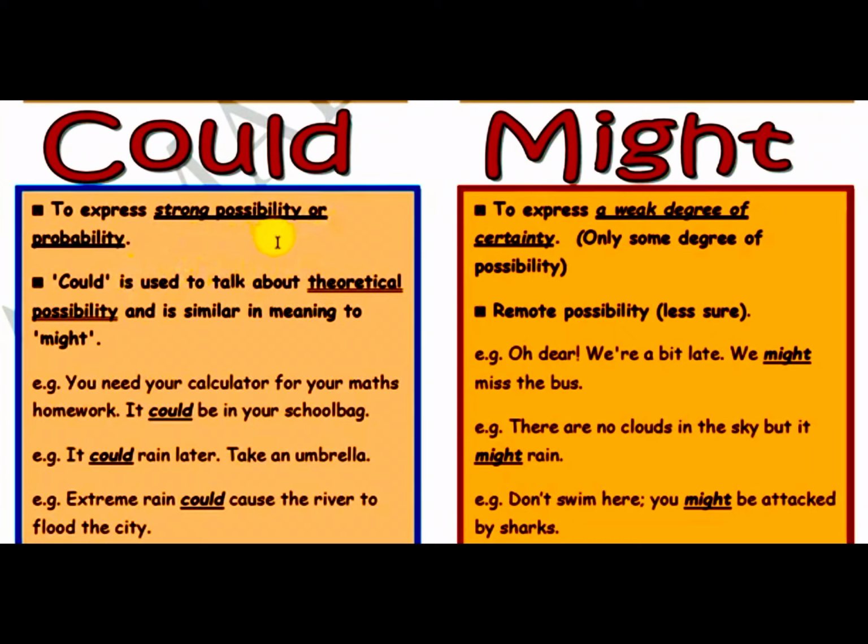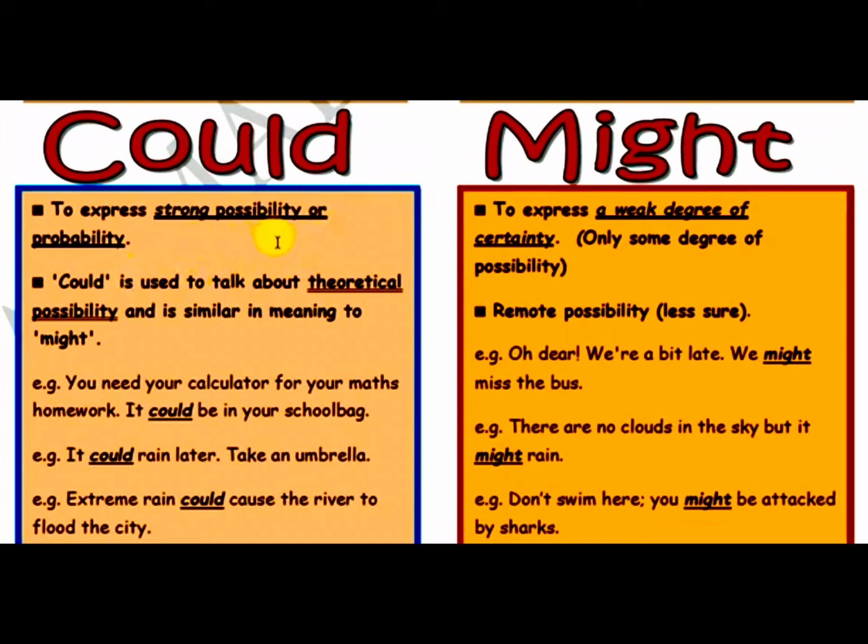So moving along to might. Might expresses a weak degree of certainty. Only some degree of possibility. When you say might, you have a very little chance of you're going to make it. And might is a very weak degree, as we said in the definition.